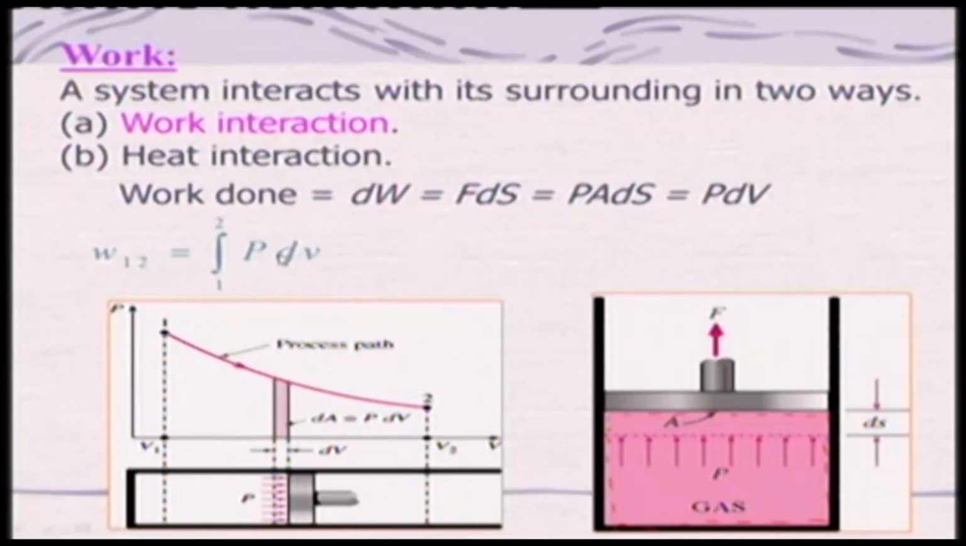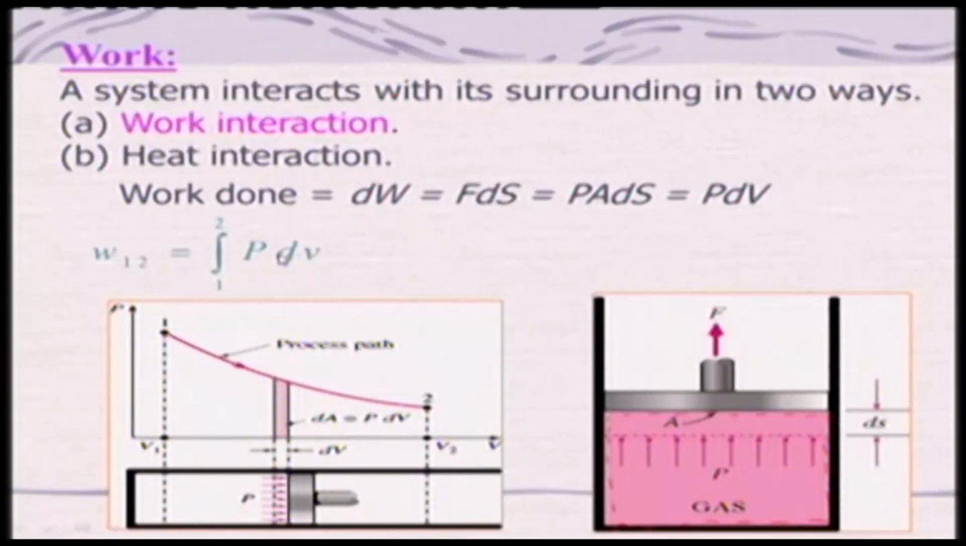For this to be integrated, you should know the relationship between the pressure and volume. Otherwise, if the pressure remains constant, you can find the change in volume and then the work. But that is possible only for an isobaric process, where the pressure remains constant and only the volume changes. For other processes, you should know the relations between pressure and volume.